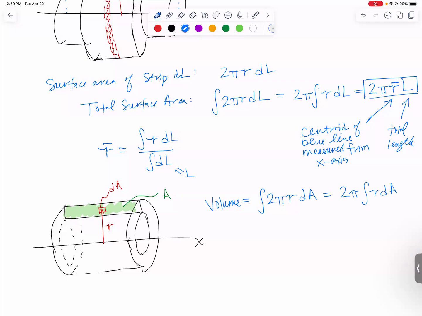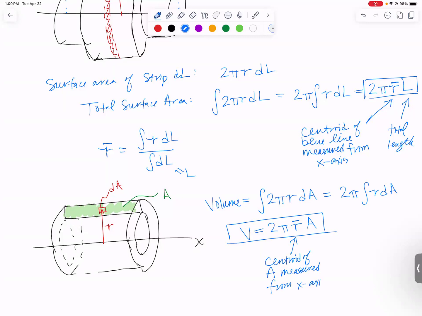over the whole area. And with the same argument as before, if I have an integral of r dA instead of dl, and I divide it by the total area, I get r bar, or you can bring the area to the other side. Doing that, we get that the volume is 2 pi times the centroid location, this would be the centroid of the area, times the total area. So this is the centroid of the area measured from that axis of rotation, in this case, the x-axis, and A is the total area of that green rectangle.